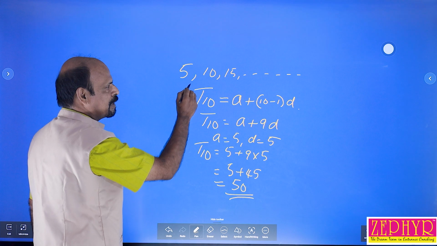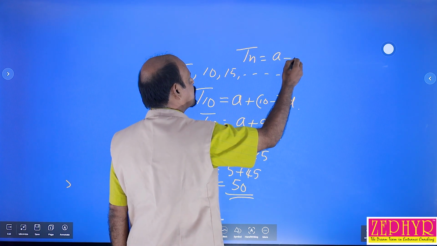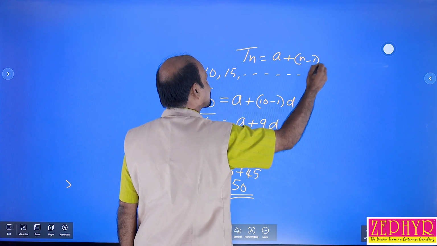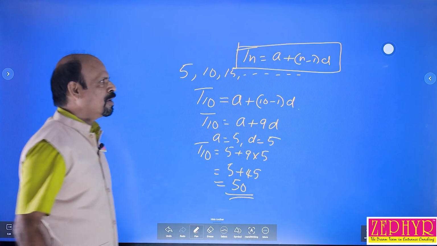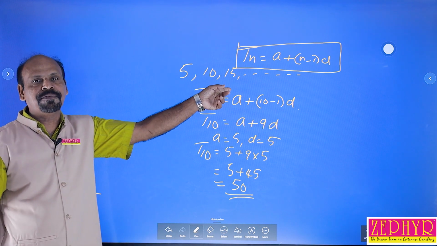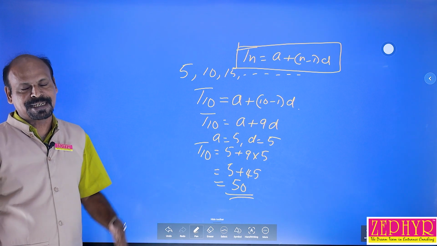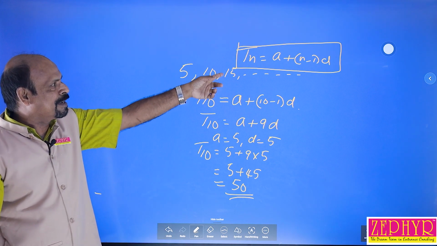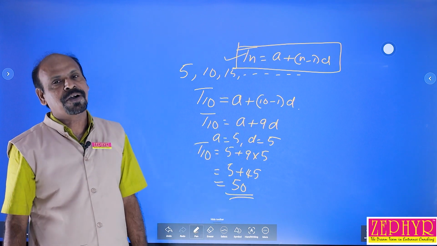But this is a general formula to obtain the general term of an AP. Tn equals A plus n minus 1 into D, where A is the first term and D is the common difference. Using this formula, any particular term of the sequence can be written. So this formula is known as the general term of an AP.